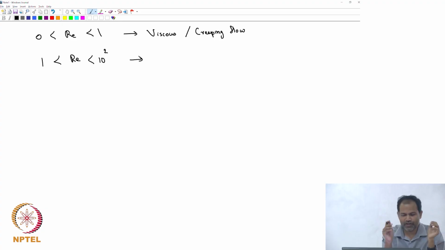Okay. So if the Reynolds number is between, let's say, 1 and 100, the inertia of the fluid is going to become important, but you are still going to get a laminar flow. So this is basically strong inertia, but the flow will still be laminar.